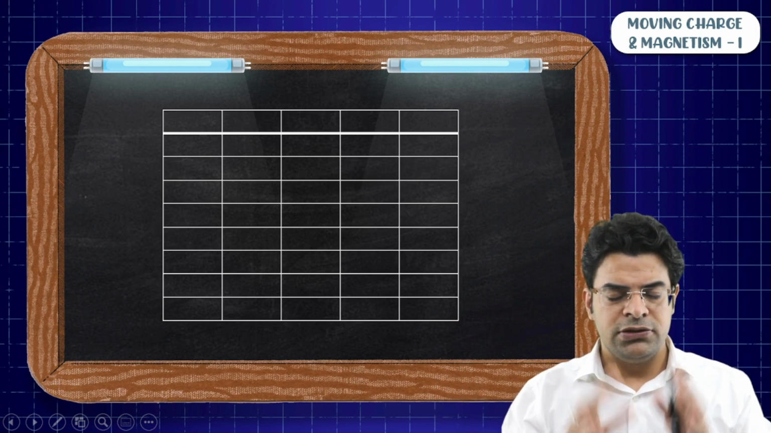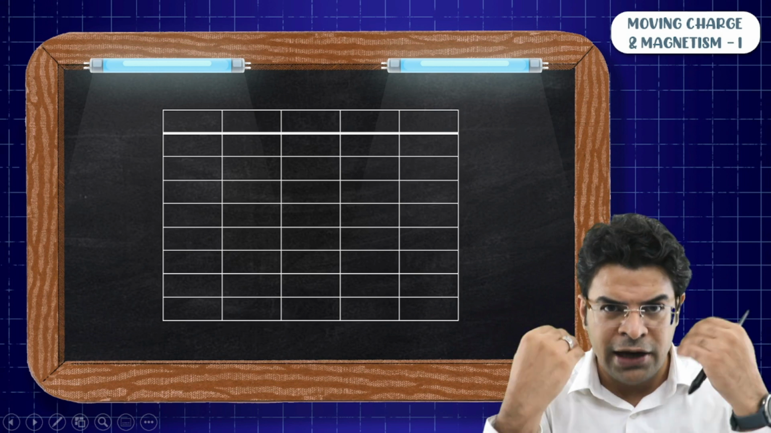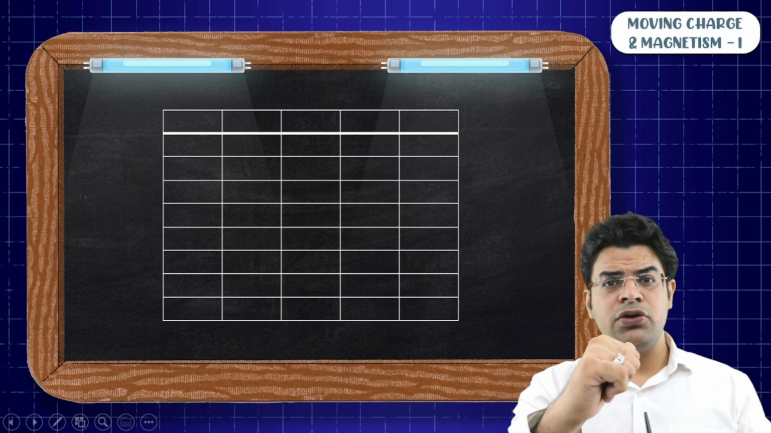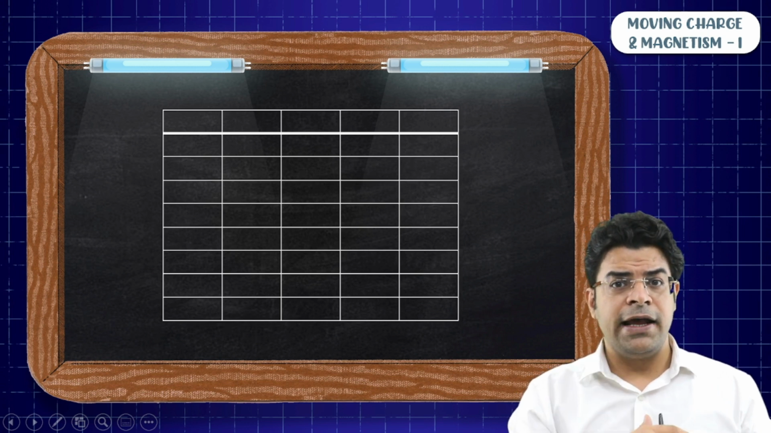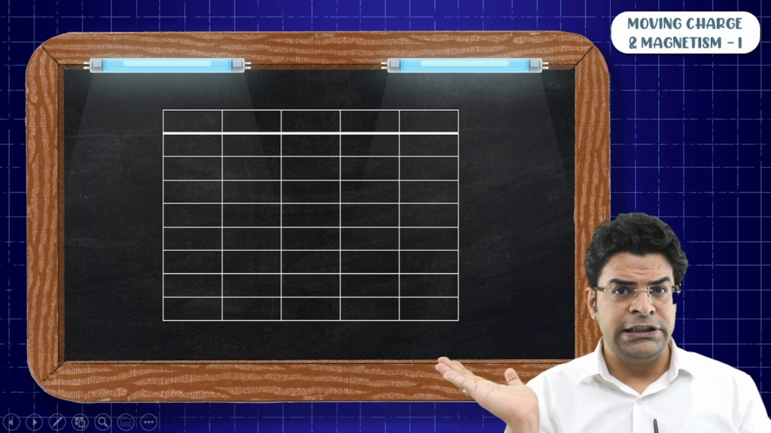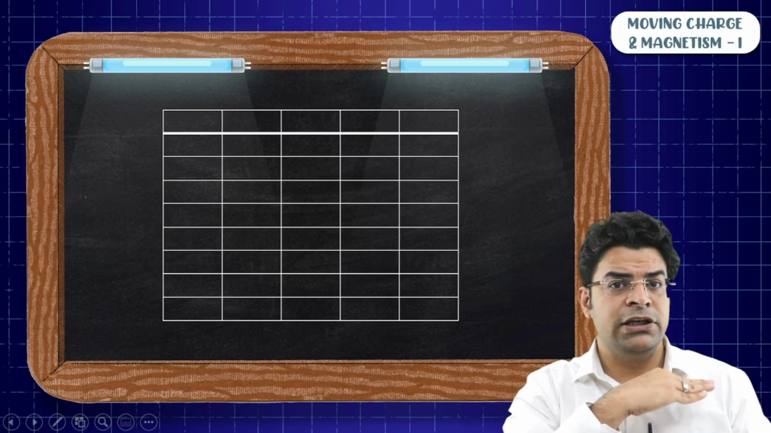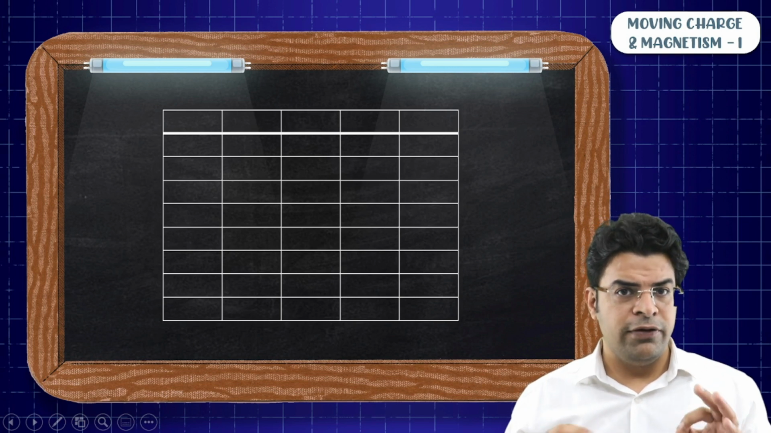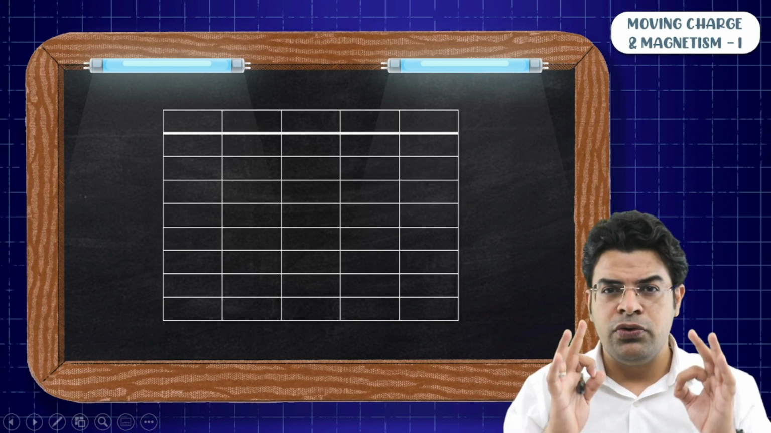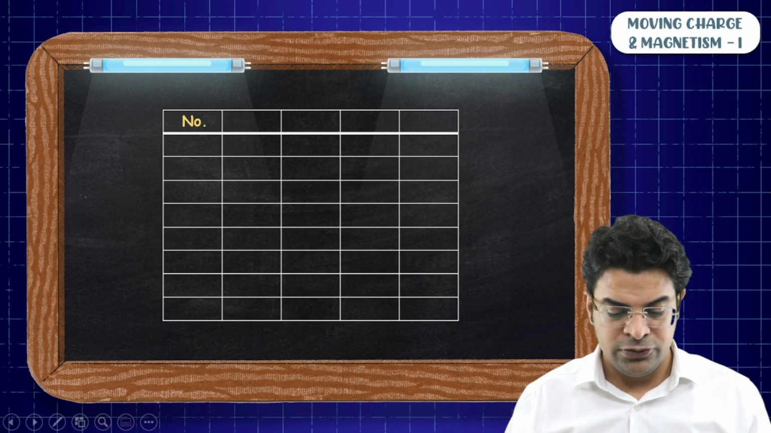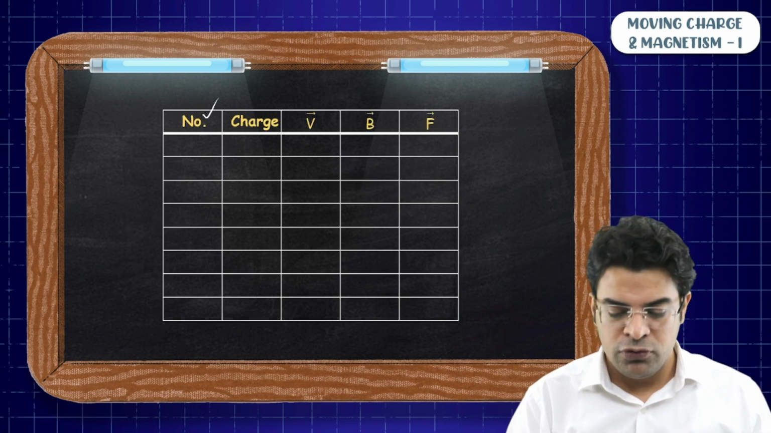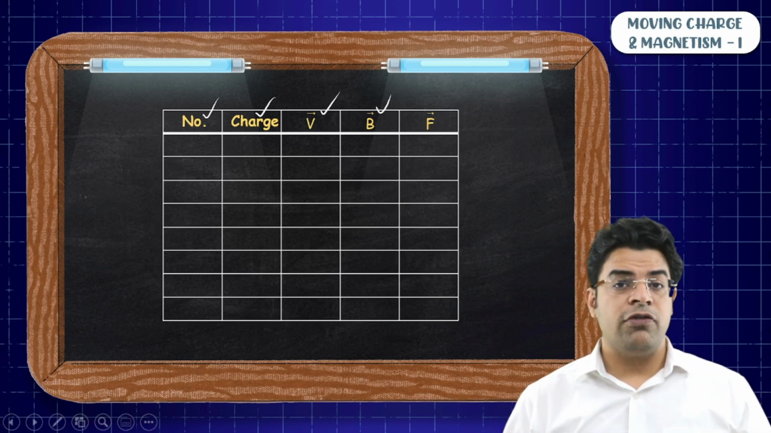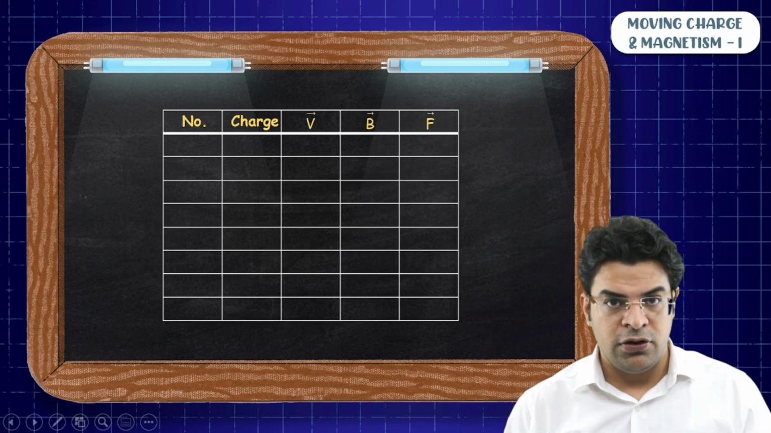So visualize this. You are sitting looking at the screen. The direction towards me is north. The direction towards you is south. The direction towards your right is east. The direction towards your left is west. This is up and this is down. So now I am going to give you multiple cases and you need to determine the direction of force in each case. I will give you the number of the question, the charge, the direction of velocity, the direction of magnetic field, and you have to tell me the direction of force.